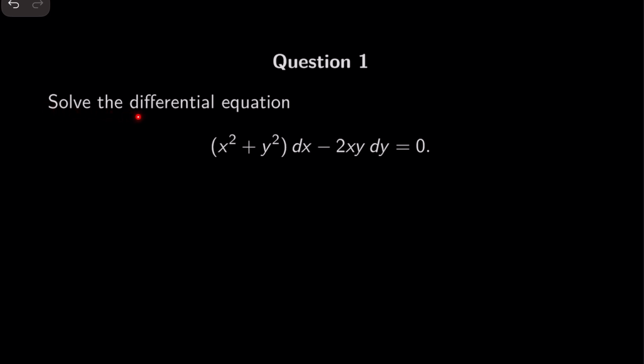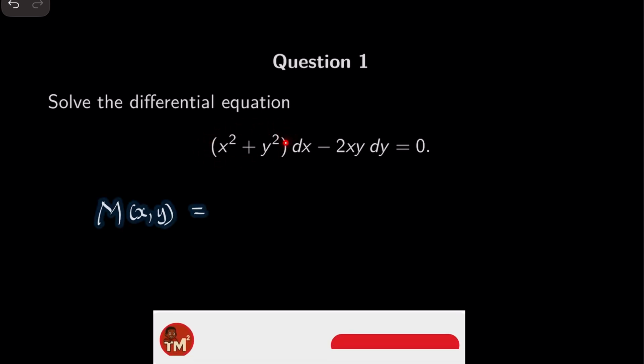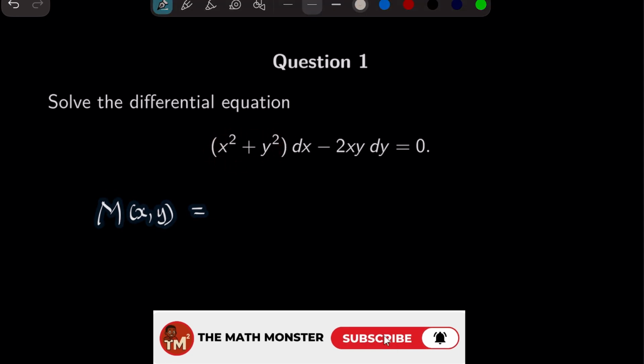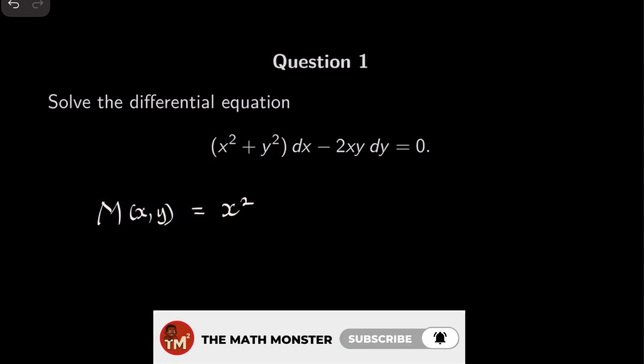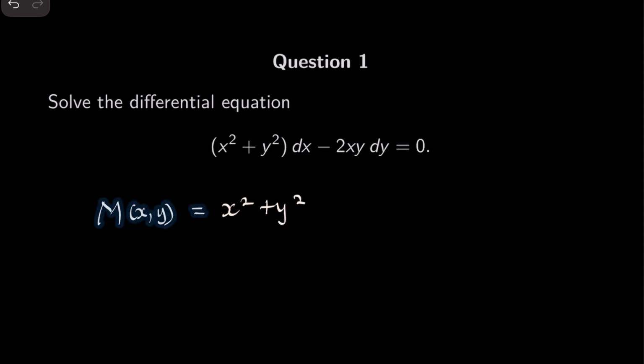With our first question, we have to solve the differential equation (x² + y²)dx − 2xy dy = 0. Here we have to identify our M and our N functions. M(x,y) is the function attached to the dx, so M is x² + y². And our N(x,y) function is the one attached to the dy, so N(x,y) is equal to minus 2xy.